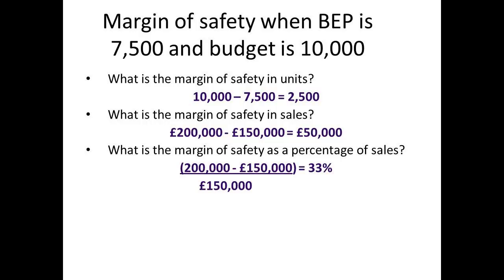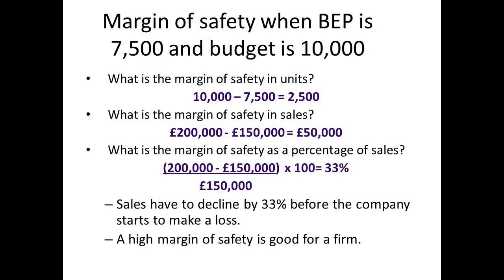As a percentage of sales, the margin is 200,000 less 150,000 divided by 150,000 and then multiplied by 100. This gives us 33%. This means that sales would need to decline by 33% before the company started to make a loss. High margins of safety are considered a good sign for a firm.